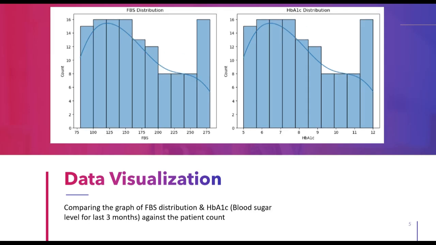Second, the two graphs in this slide are quite similar to the earlier graphs, and again the count is the same for both graphs. Both explain the blood sugar level of patients with two blood tests. Here, we can see a similar interpretation, and a high blood sugar level is there for a count of 16 patients.